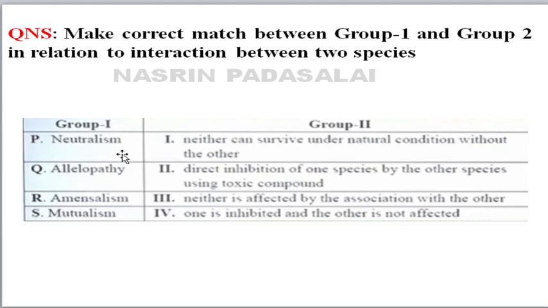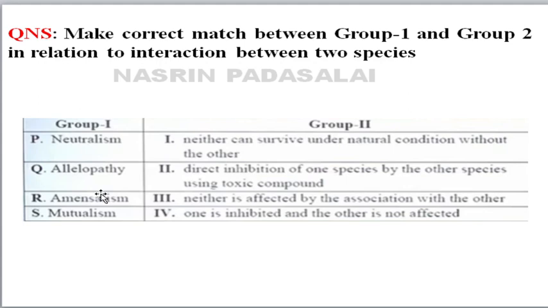So with respect to mutualism, neither is affected by association with another. So next is allelopathy. The correct answer for this is the direct inhibition of one species by another species by using a toxic compound. This toxic compound is named allelochemicals.